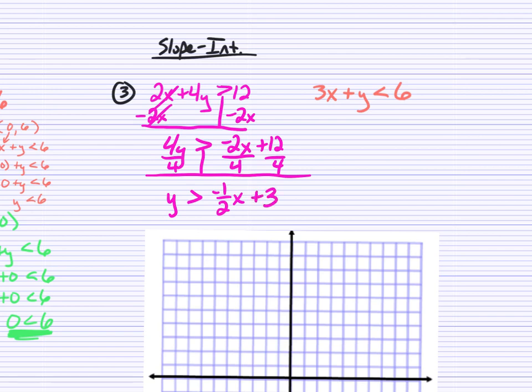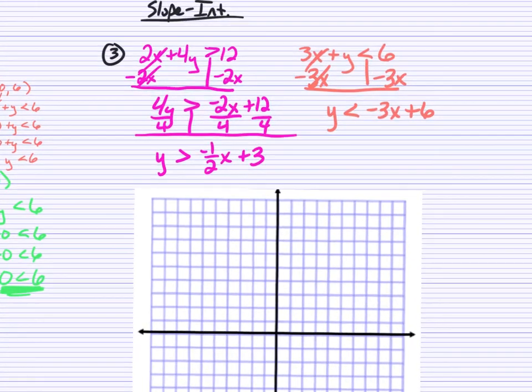Now I'm going to do the exact same thing over here for the red. To get the y by itself, I need to get rid of that 3x first, and the opposite of a positive 3x is a negative 3x. So I get y is less than, and I'm going to put the negative 3x first and that positive 6 second. So now that I've gotten the y's by themselves, it's like the first 2 problems on this video.